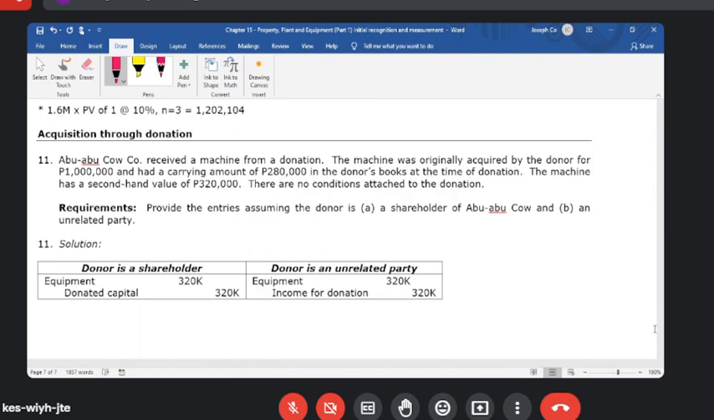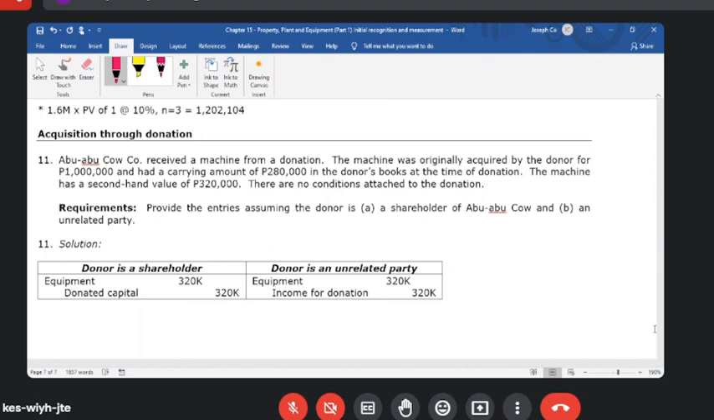Receive a machine from a donation. The machine was originally acquired by the donor for 1 million and had a carrying amount of 280,000 in the donor's books at the time of donation. The machine has a second-hand value of 320,000. There are no conditions attached to the donation. Provide the entries assuming shareholders, assuming unrelated.